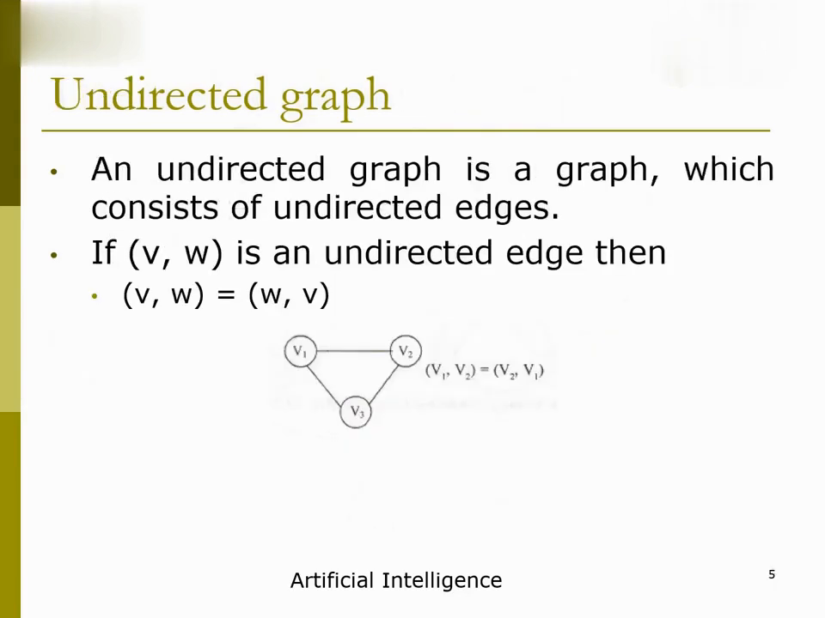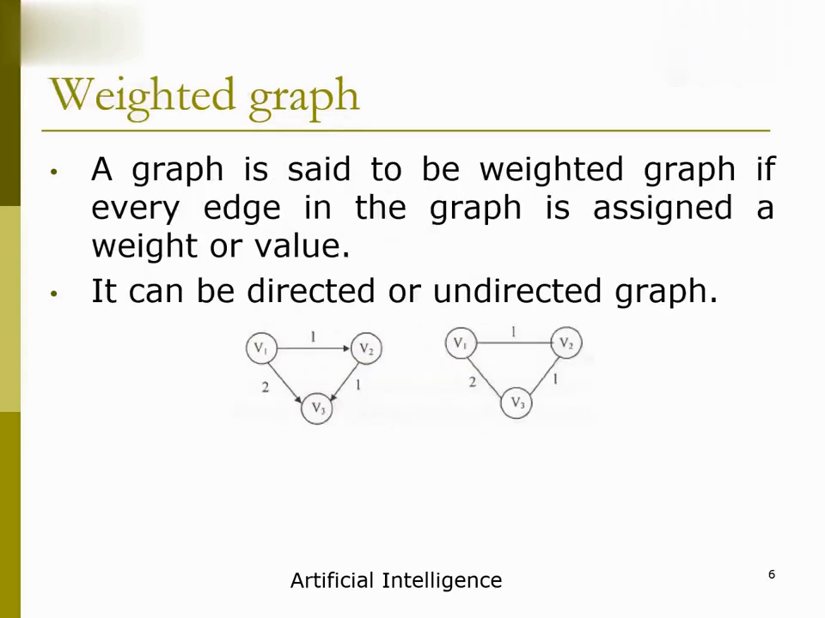An undirected graph consists of undirected edges. As you could see, there are no directions or arrows specified in the edges. If this is the case, we can say (V1, V2) is equal to (V2, V1) because there are no directions specified here. A weighted graph is one in which every edge is assigned a weight or a value. Here you could see there is some weight or value specified on the edges. It can either be a directed graph or an undirected graph as well.